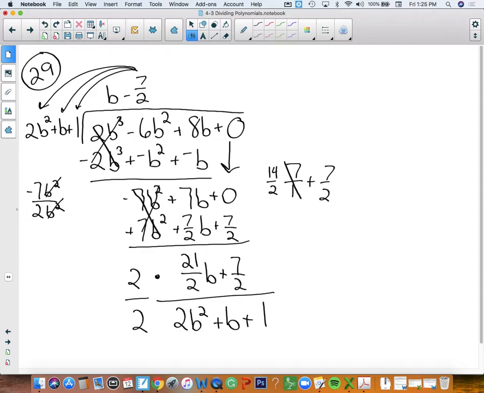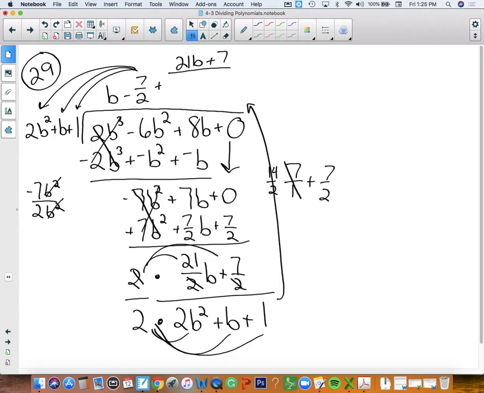So you just multiply the top all by 2 and multiply the bottom all by 2, and that will give me my remainder. So this top one, you would distribute that into there, cancel out the 2's on the bottom. Okay, so we'd have plus 21b plus 7 over, now we take the bottom, all these times the 2. So it'd be 4b squared plus 2b plus 1. So this up here is our answer.